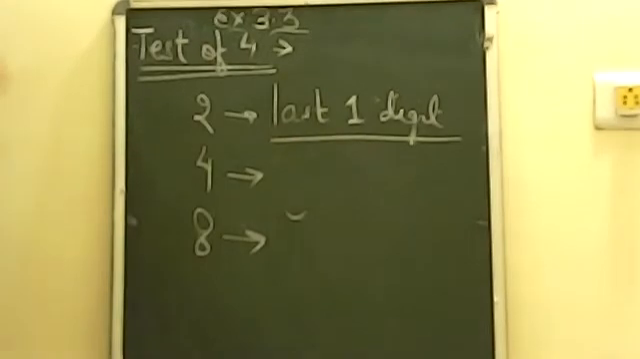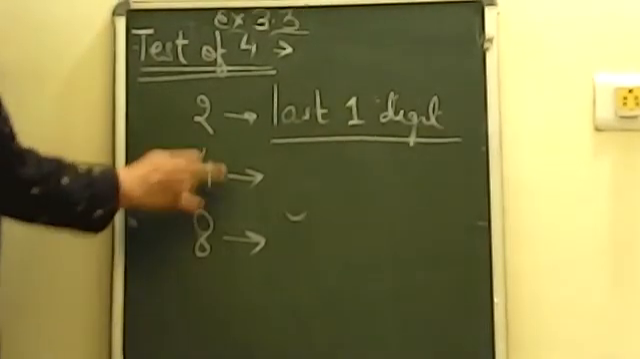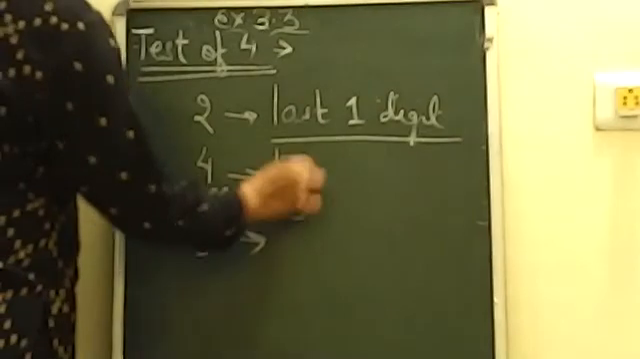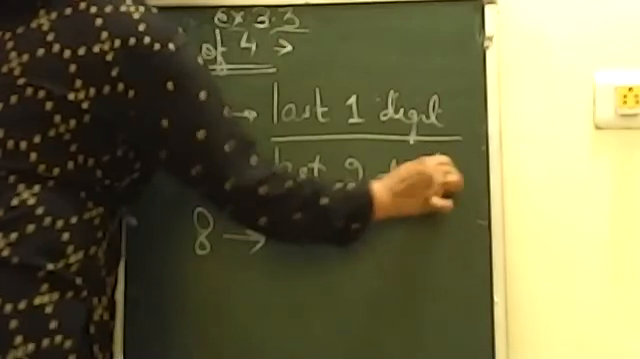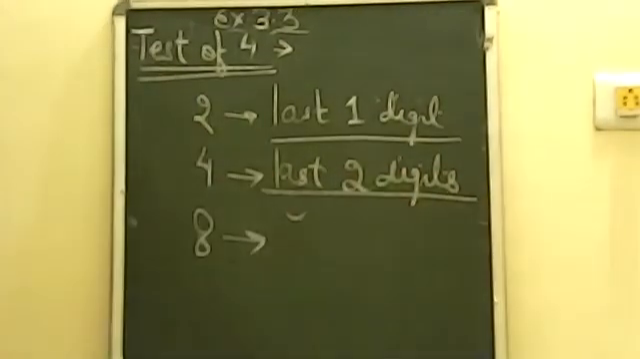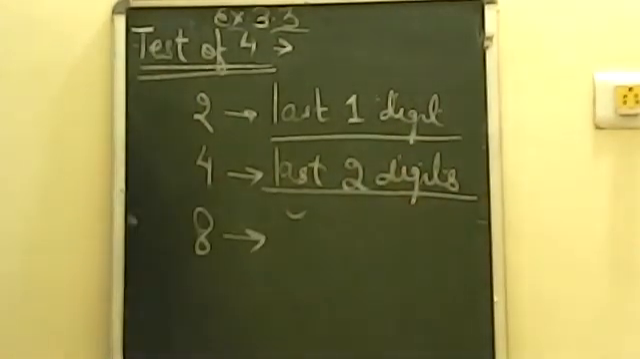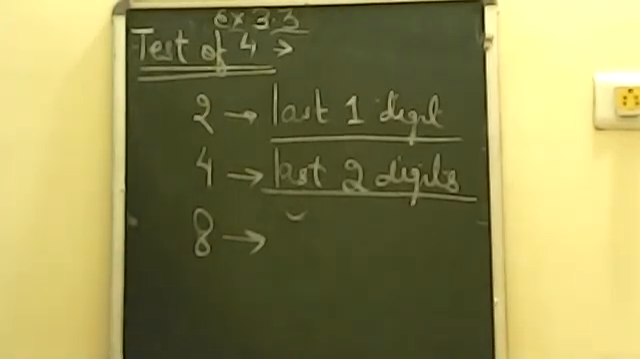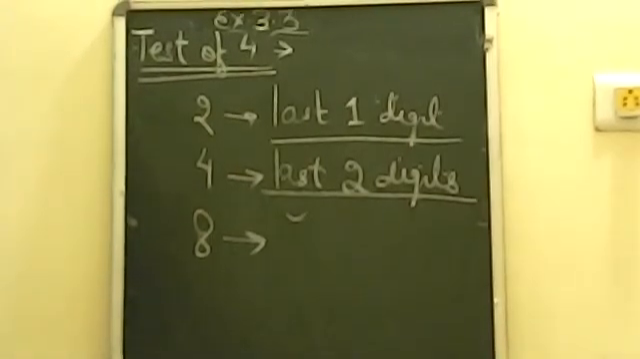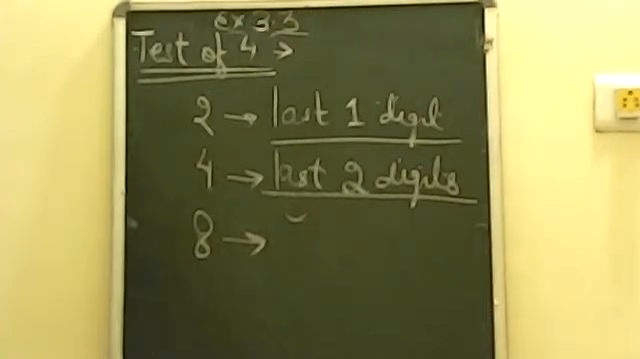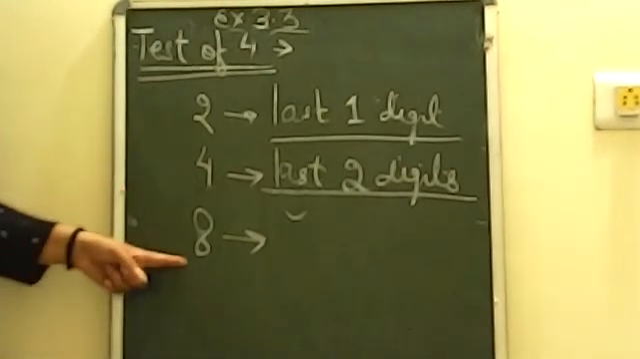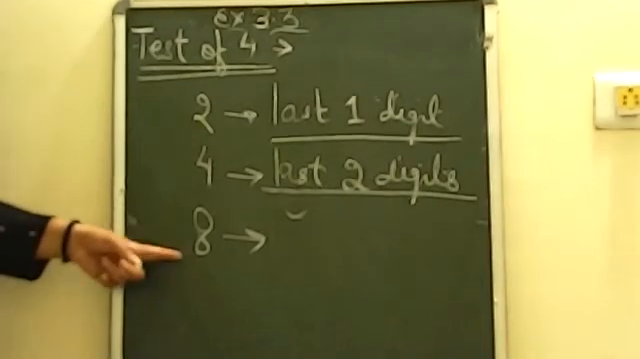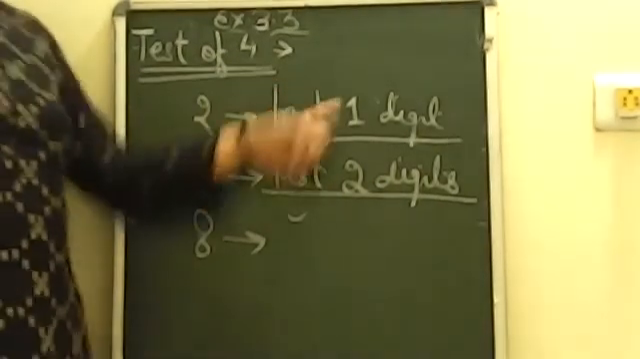Now remember, when we study the divisibility rule of 4, we check the last 2 digits. The number formed by the last 2 digits, if it is divisible by 4, then the number is completely divisible by 4. I will explain it to you properly. The divisibility rule of 8 is inspired by this again.